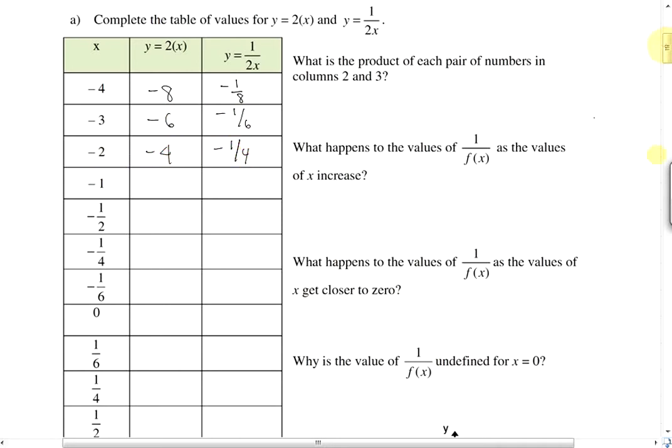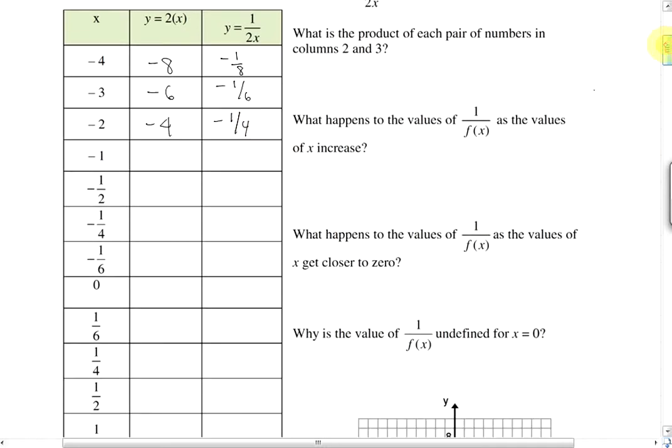So notice that we're getting reciprocal values here, right? For our original function we have -8, and our reciprocal function we have -1 over 8. Okay, and we would expect that because we're looking at the reciprocal of 2x. Alright, so let's continue. -1 gets plugged in, we get -2 and -1 over 2.